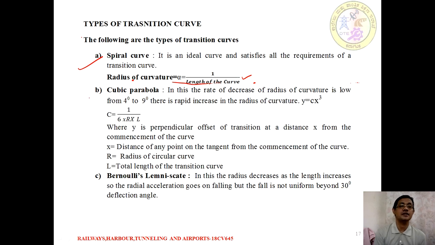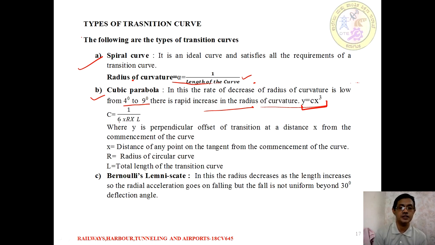Moving on to the next category of transition curve, it is called a cubic parabola. In this type of transition curve, the rate is going to be decreasing over the radius of curvature, as good as 4 degree to 9 degree. Then there is a rapid increase over the radius of curvature. Usually the equation is represented as y is equal to c x cube, so that is a cubic parabola where c is a constant.